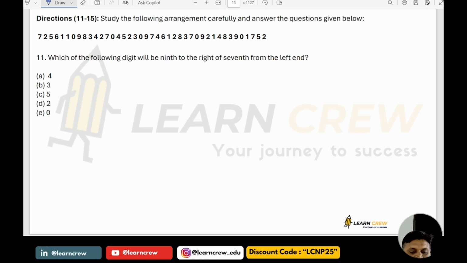Next. Which of the following digits will be ninth to the right of the 7th from the left hand? So ninth to the right of 7 means 9 plus 7, which is 16th. So it is 16 from left. What is the digit we have? 1, 2, 3, 4, 5, 6, 7, 8, 9, 10, 11, 12, 13, 14, 15, 16. So the answer is 5.